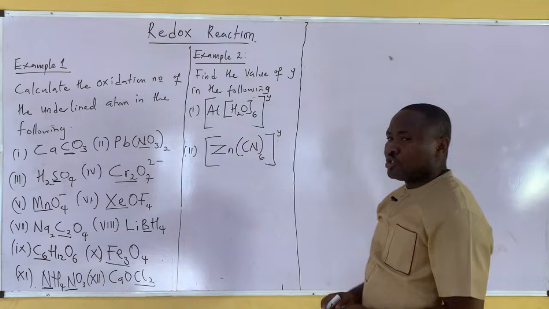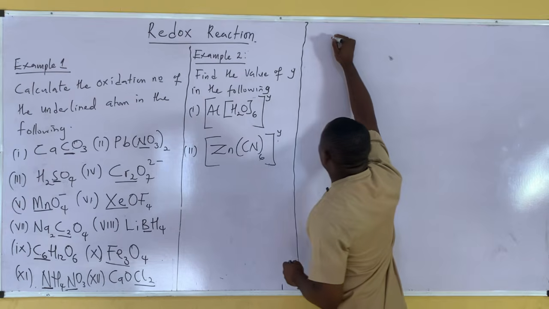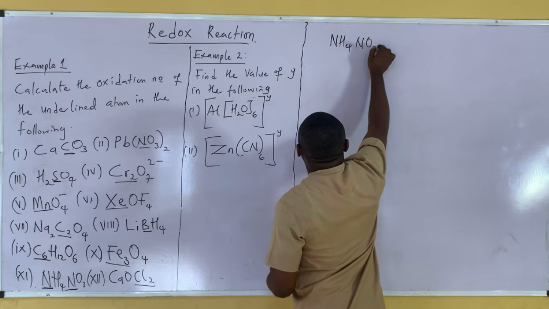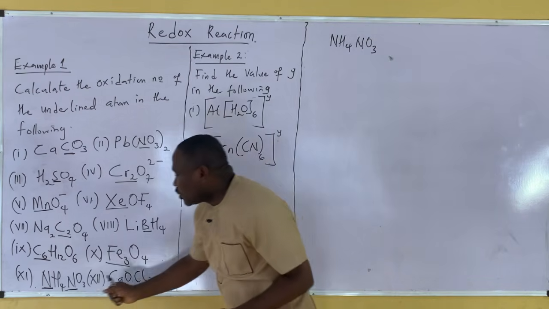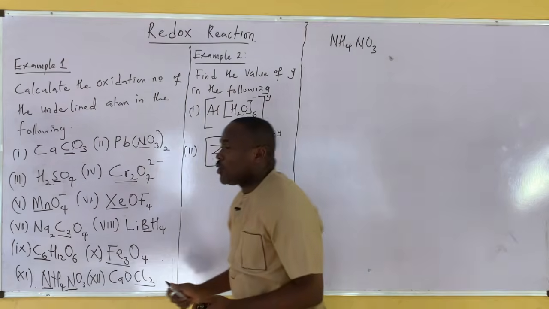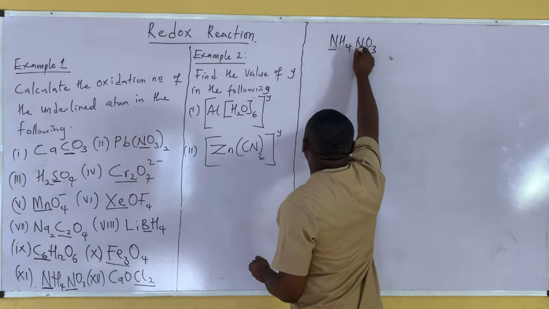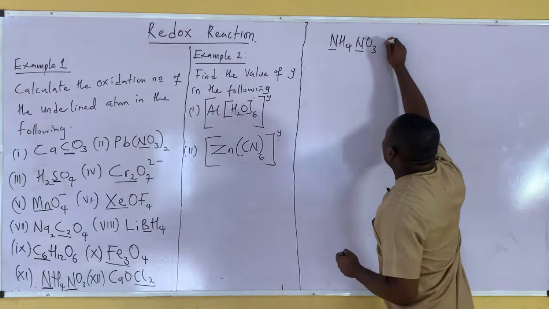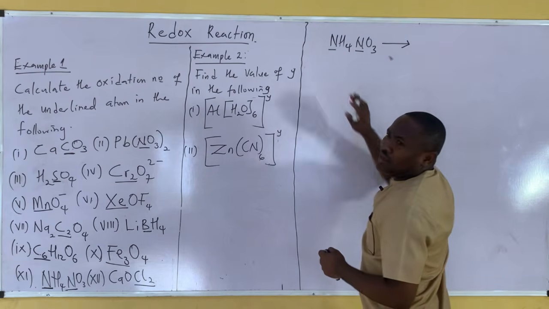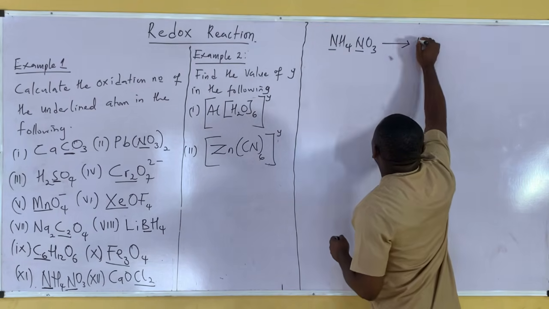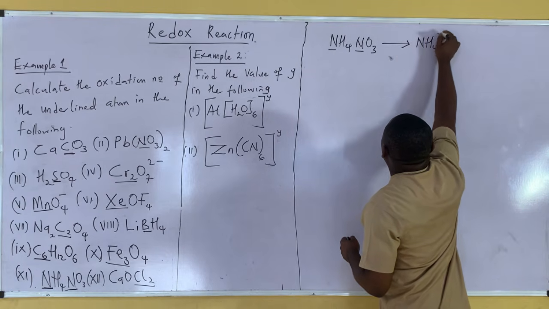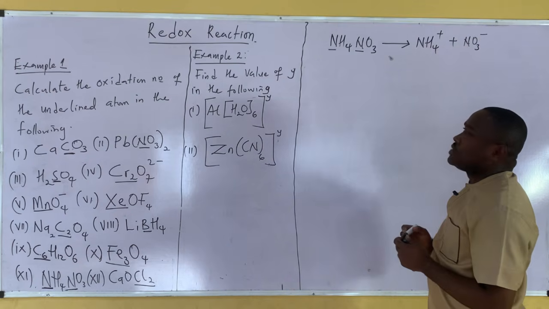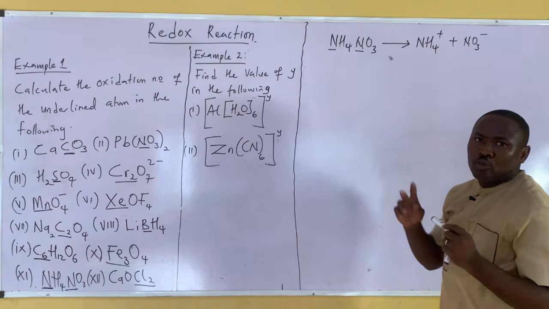Now let's look at question number 11. Number 11, we have NH4NO3. Now, we are looking for the oxidation number of nitrogen in this compound. So now, nitrogen, that's what we are looking for in this compound. So how can this be done? I will split the compound into its ions. I will have NH4+ plus NO3-. So now it means the oxidation number of nitrogen in this compound will have two different figures.